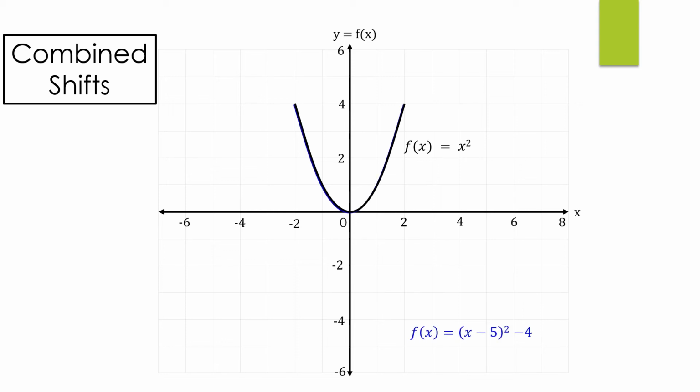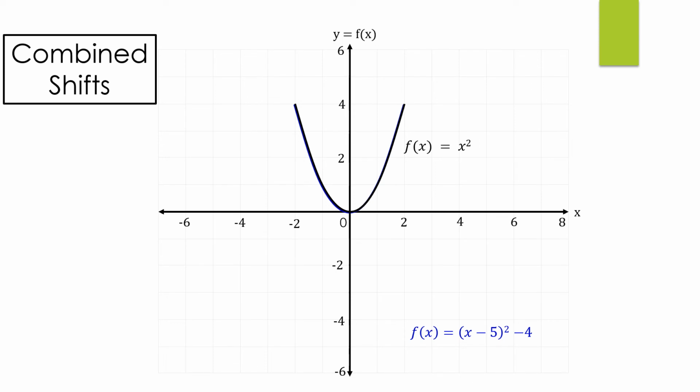Now, for the function f of x equals x minus 5 all squared take away 4, we can notice that that's in its completed square format. And so we can actually determine what the stationary point of that curve is. It would be a minimum stationary point at 5, negative 4. But how are we going to apply our shifts to prove that that's correct?